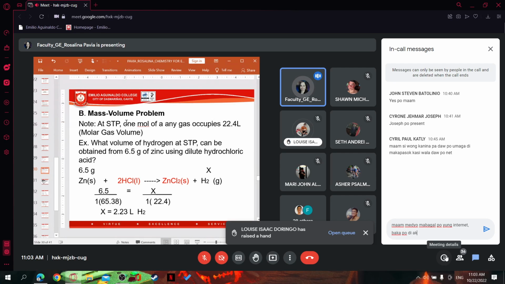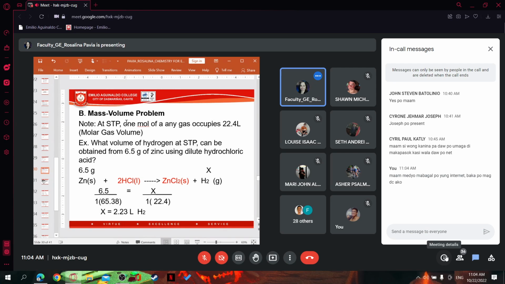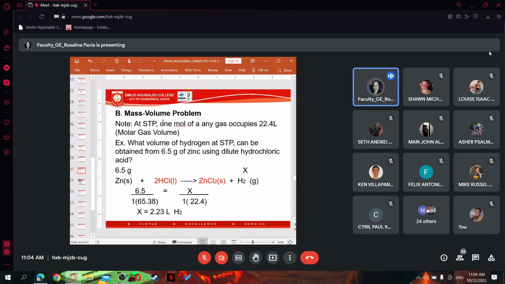Okay, so always remember that at standard temperature and pressure, we have to use the MGV. Ano na yung value ng MGV? At STP, what is the value of MGV or what you call the molar gas volume? What is the value? Ginamit natin yan when we were determining the molecular formula of compounds. Constant.